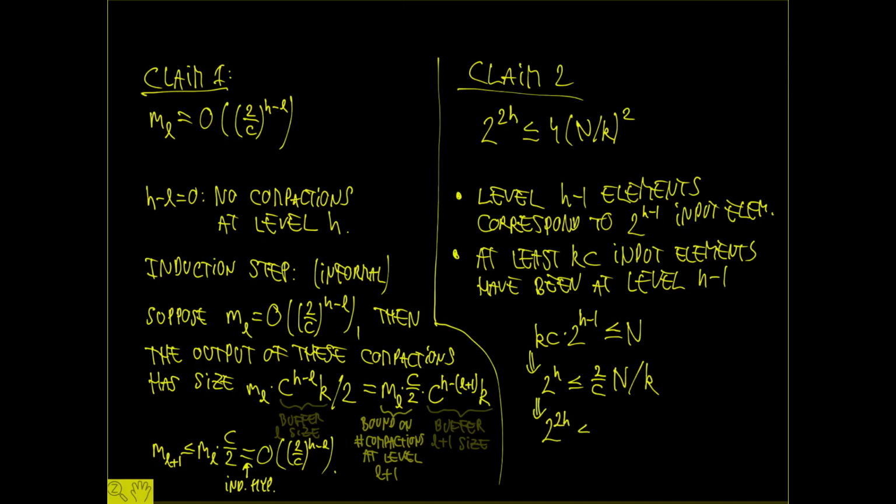Using these two facts together, we get that kc times 2 to the h minus 1 must be at most n. And this implies, in a couple of steps, that 2 to the 2h is at most 16 times n over k squared. So here the constant 16 is not what was promised, but it can be improved to 4. You can see the book for details.